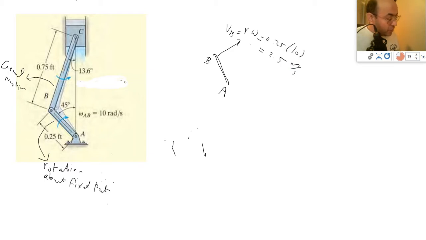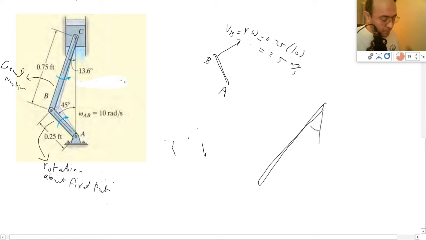Now at point C, I know that it is going to go up. And I want to use the concept of center for zero velocity. Now let's look at bar BC. Bar BC, that's how it looked like. The angle here is 13 degrees, 13.6, so odd degree. And I don't have much more information on this.